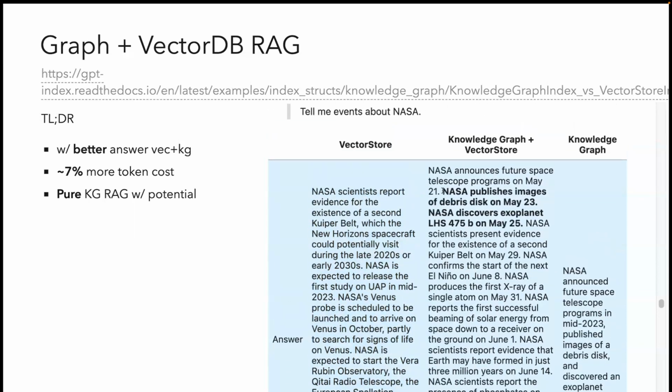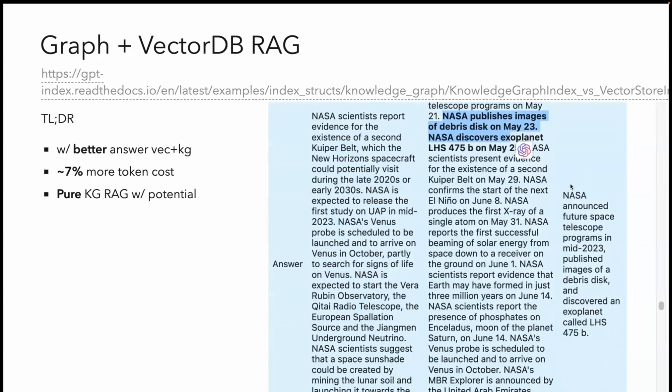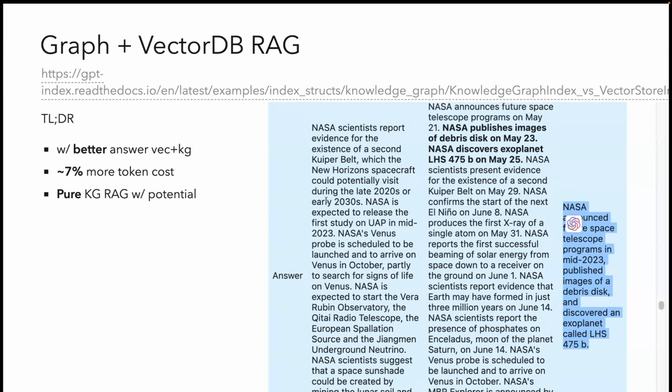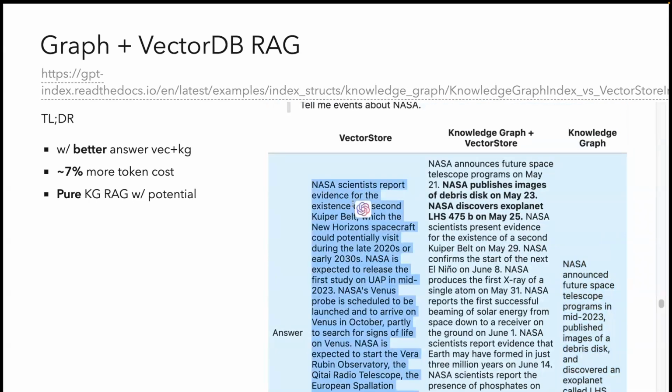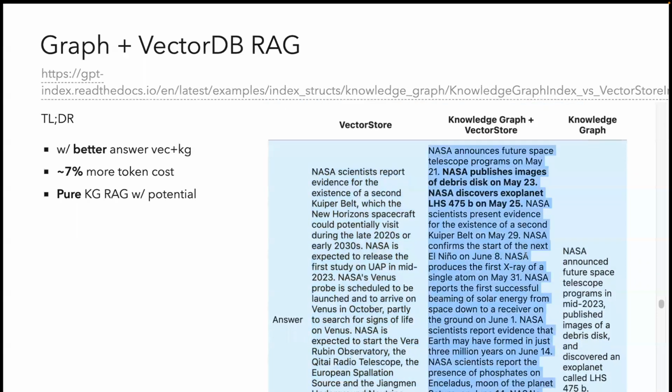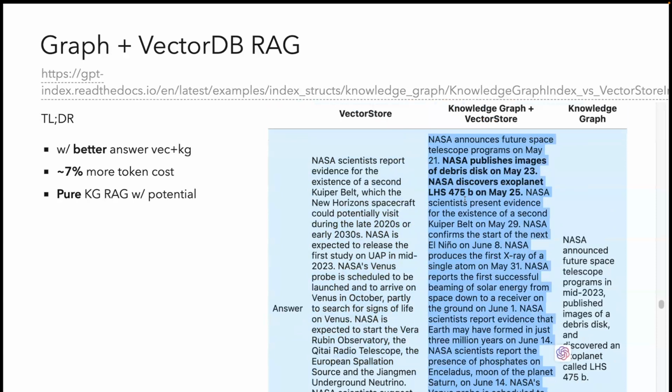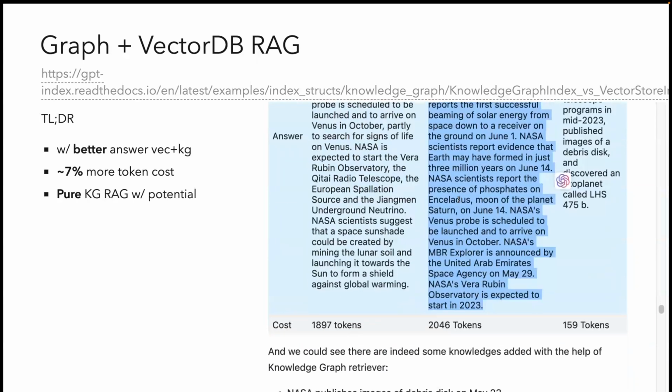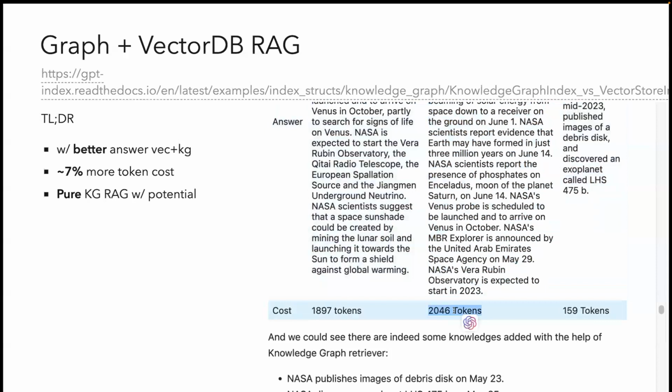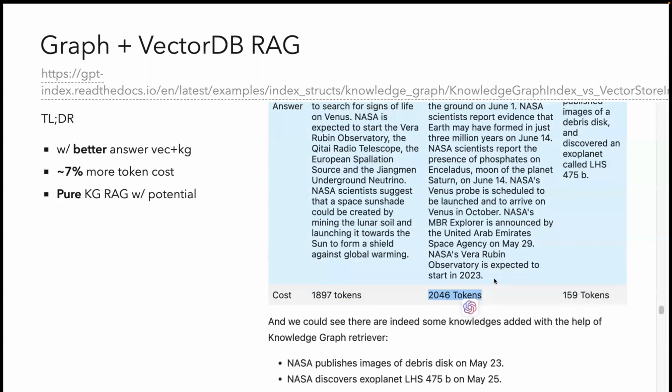But still, here we found the purely knowledge graph-based RAG can abstract smaller pieces of information that's not covered by the top-K searching of the vector base. So after we combine the two, we indeed find the answer is somehow better. And in this case, the actual effort the graph-based RAG introduced is just around 7% more tokens.